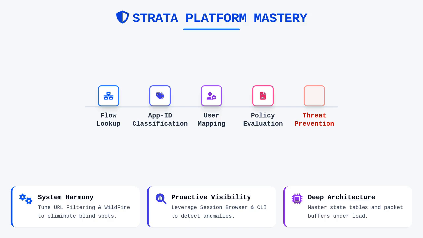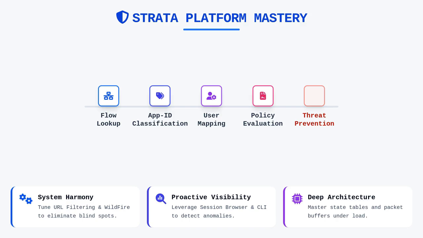As you prepare to sit for your exam, remember that the most effective way to view the Strata platform is as a unified stream of data processing. When a packet enters the interface, it passes through the stages of flow lookup, App-ID classification, user mapping, and policy evaluation before hitting the threat prevention engine. Any omission in one of these areas creates a blind spot that could potentially be exploited in a production environment.